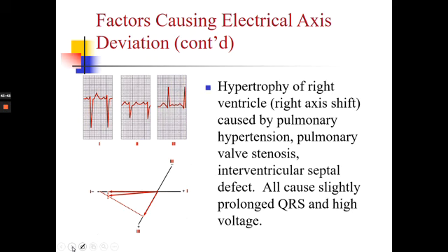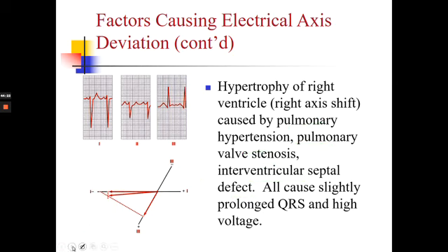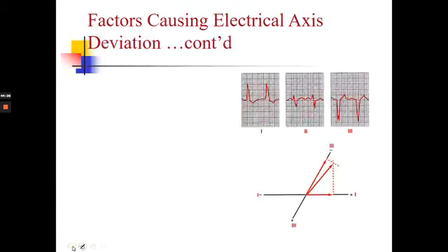Then hypertrophy of the right ventricle, right axis shift, is caused by pulmonary hypertension, pulmonary valve stenosis, and interventricular septal defect, that is called VSD, ventricular septal defect, where the interventricular septum is opened, so the blood goes from the left ventricle to the right ventricle, because the left ventricle has higher pressure than the right ventricle, and then the right ventricle gets dilated, and this dilation, hypertrophy or cardiomegaly, gets higher electricity.